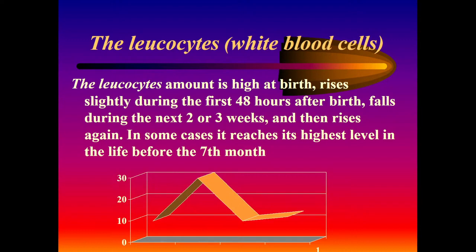Normal parameters of leukocytes in adults are between 4 to 10 times 10 to the 9th per liter. But just after birth, especially in the first 48 hours, the parameters are between 10 to 30 times 10 to the 9th per liter.